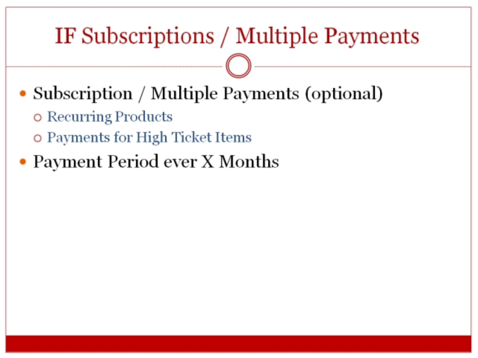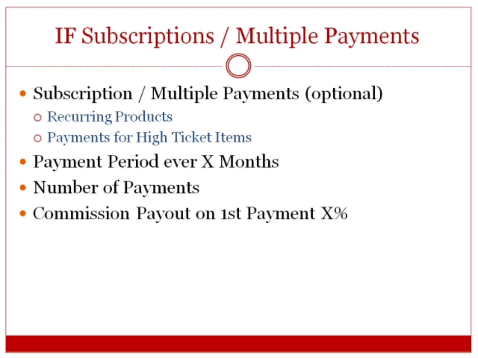Then you're going to need to know the payment period for X amount of months. So let's say, for example, your membership site was 6 months. So if it's 6 months, the number of payments in those 6 months, and then of course how much your affiliate gets on that first payment. Then the question that you need to ask yourself is, for your monthly, weekly, or quarterly recurring subscription, do you want to offer a trial? If you want to offer a trial, let's say for 7 days, it's $1.